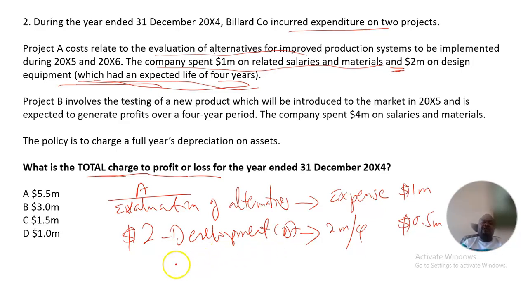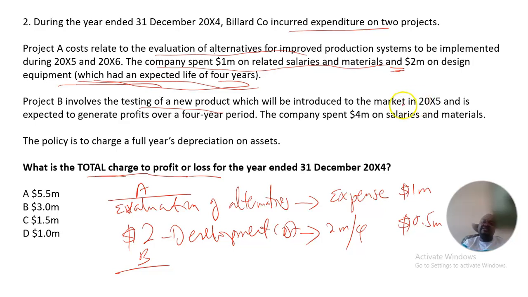Then let's look at project B and see if we can find other cash flows. Project B involves the testing of a new product, which will be introduced to the market in 2005. We can see that this is now a new product. Obviously, no more research now. This is development. It's a development expenditure, so whatever expenditure incurred here should be capitalized.